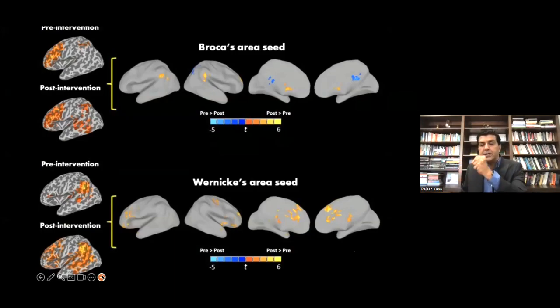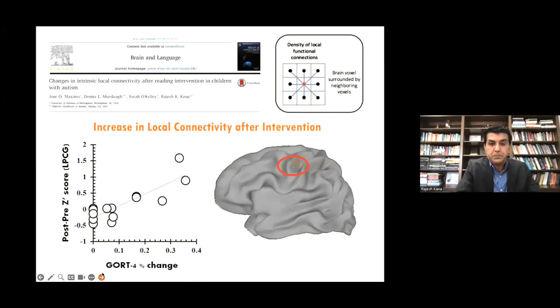Similarly, we take Wernicke's area as a seed, and then look at the connectivity of this region with the rest of the brain. And then when you see that after intervention, you see such significant increase in connectivity in many of these regions. So any yellowish red regions which you're seeing in the brains here is showing a post-test increase in connectivity and activity patterns compared to the pre-test. That's exactly what we're seeing there.